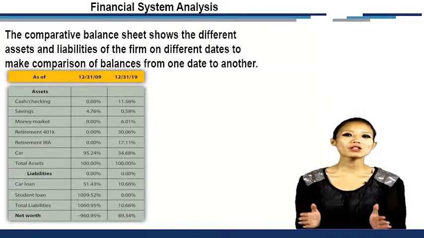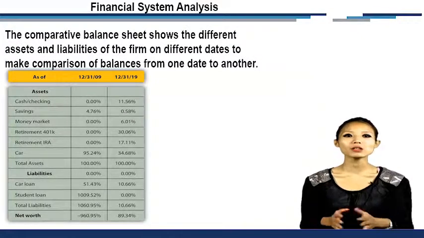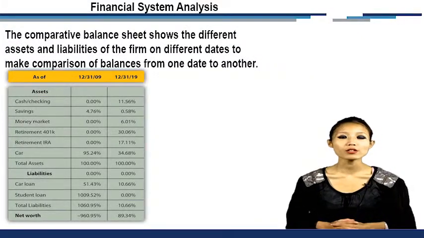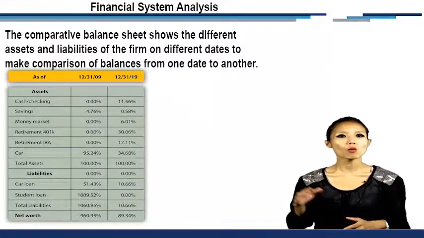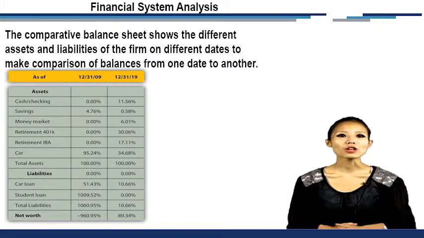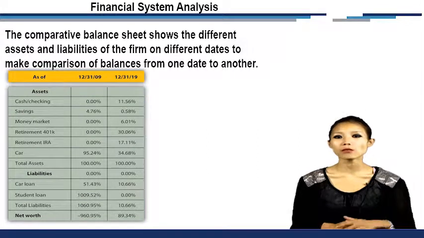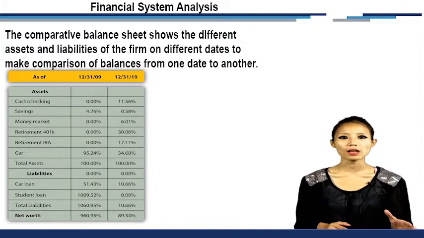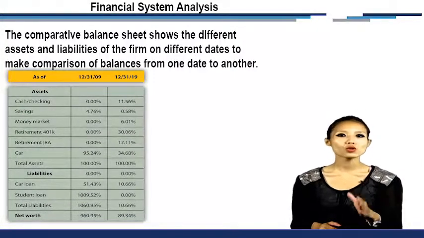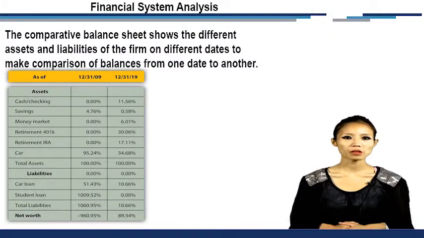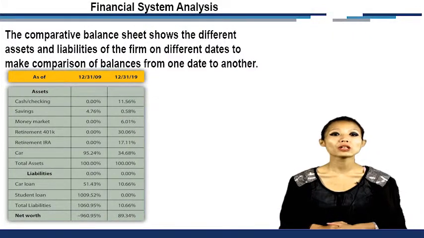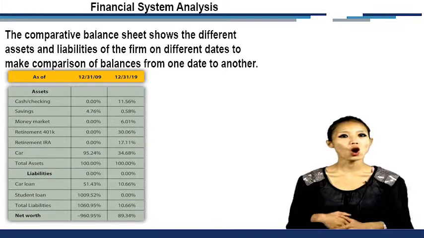The comparative balance sheet shows the different assets and liabilities of the firm on different dates to make comparison of balances from one date to another. The comparative balance sheet has two columns for the data of original balance sheets. A third column is used to show change in figures. The fourth column may be added for giving percentages of increase or decrease.